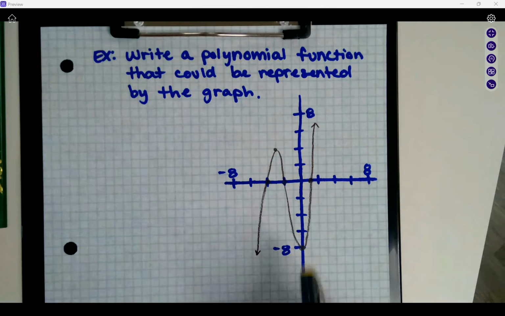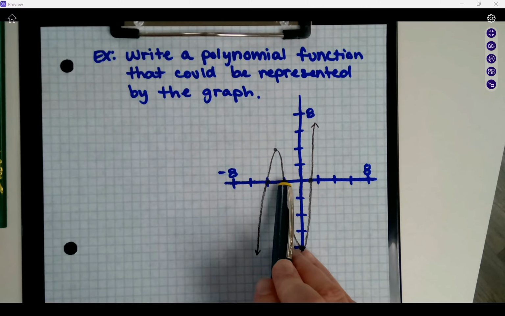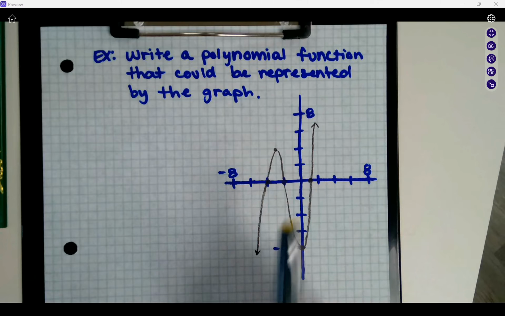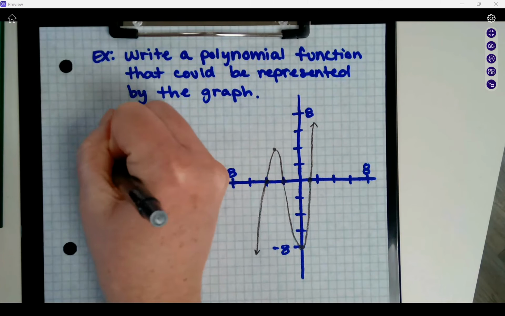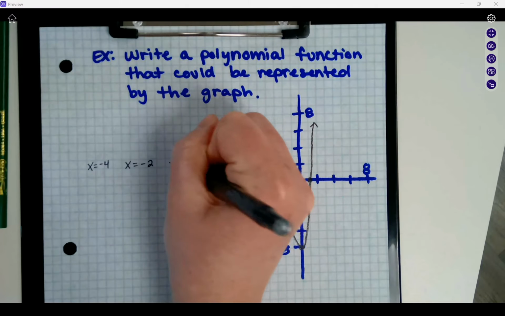Anyhow, I see that I have a zero here at -4. I have another zero here at -2. And then I've got a third zero at 1. So I'm going to list those out. So x equals -4, x equals -2, and last but not least, x equals 1.